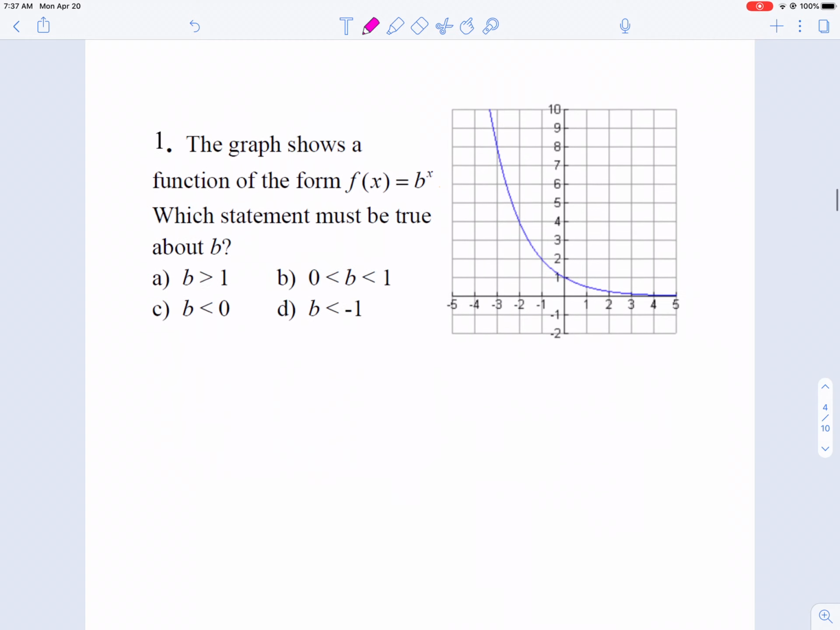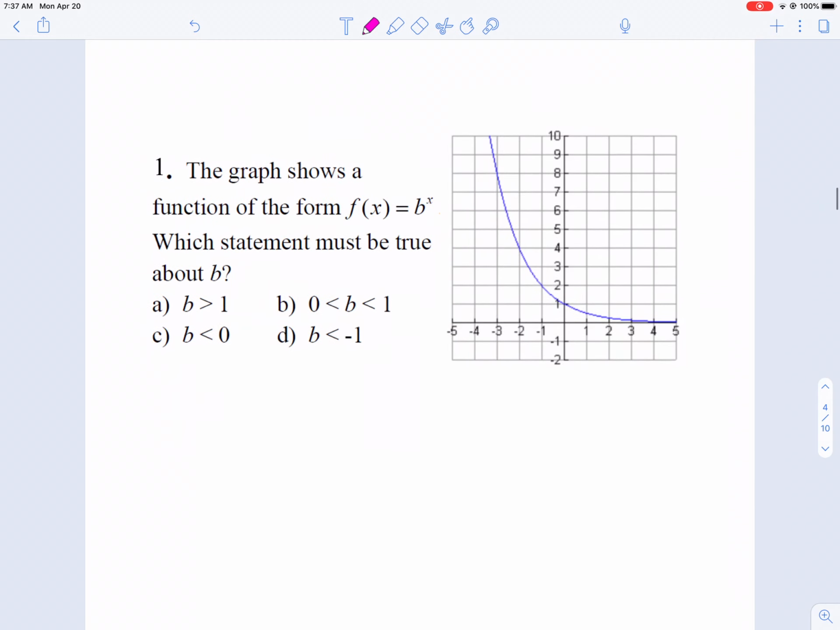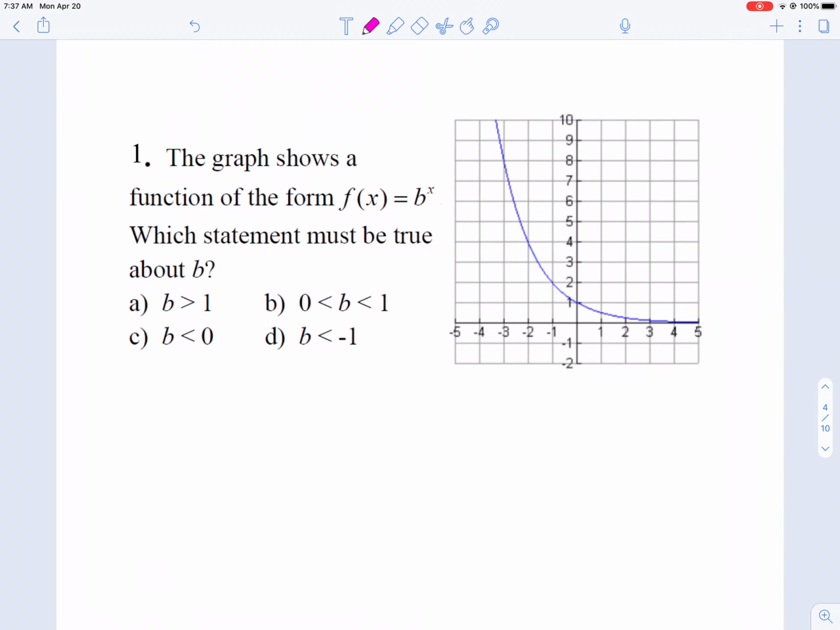So take a look at this graph, and I want you to just be able to tell me right away, this graph is not growing, it's actually decaying. From left to right, as I move, it is decreasing. So that means your base can't be greater than 1. It can't be just less than 0, because this would include negatives.